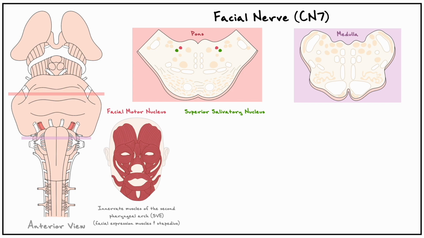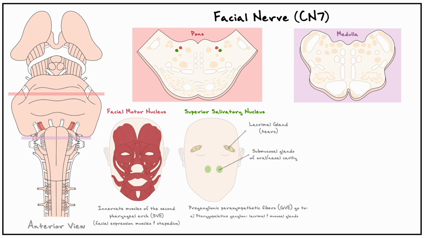The superior salivatory nucleus is responsible for sending preganglionic parasympathetic fibers to 2 ganglions that then relay the signal on to important glands of the face to make them secrete their respective fluids. The first ganglion is called the pterygopalatine ganglion, and it connects the lacrimal and mucosal glands of the oral and nasal cavities. The lacrimal glands are located near the eyes and produce lacrimal fluid, more commonly known as tears. The mucosal glands can be found in the sinuses of the face and produce mucus.